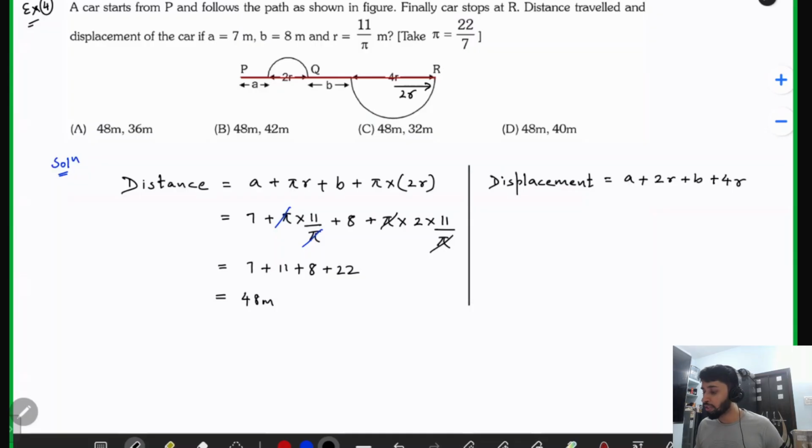Okay. Now you put the values. Again, the simplification could be a little lengthy here, because A is 7. Now 2 times R is 11 by pi plus B is 8 plus 4 times R, so 4 times 11 by pi. So 7 plus 8, right? These two we can add first. So 7 plus 8 will become 15. 15 plus 22 by pi plus 44 by pi. So that will become how much? 66 by pi.